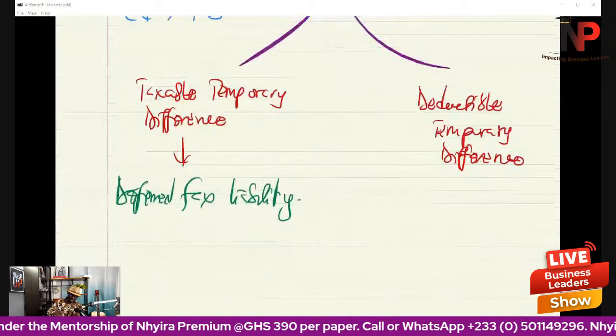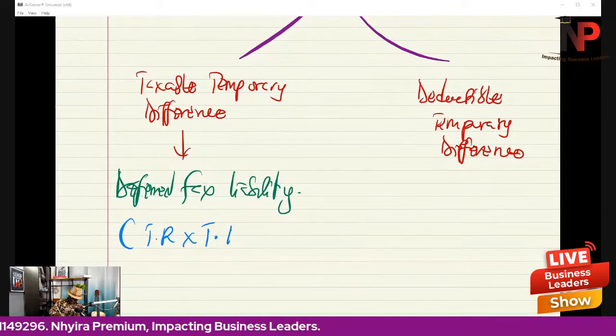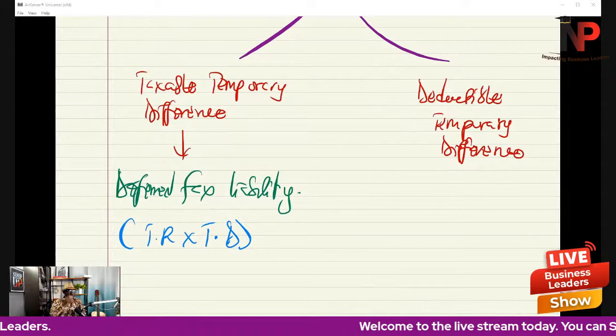And the deferred tax liability is simply going to be your temporary difference times the tax rate. So the tax rate multiplied by the temporary difference gives you the deferred tax. The opposite of that illustration is also true.